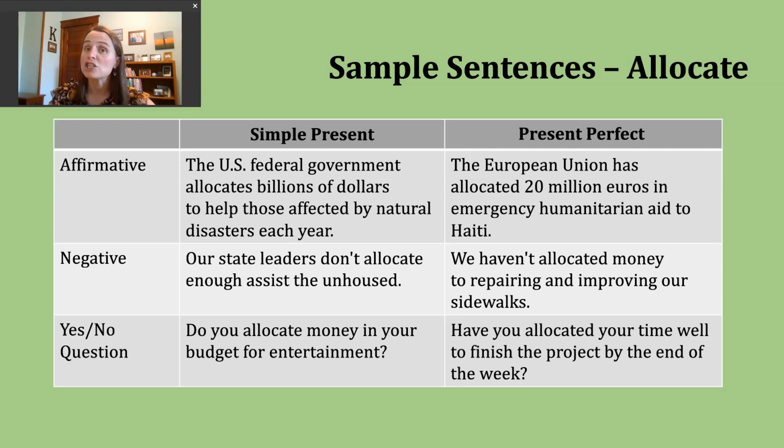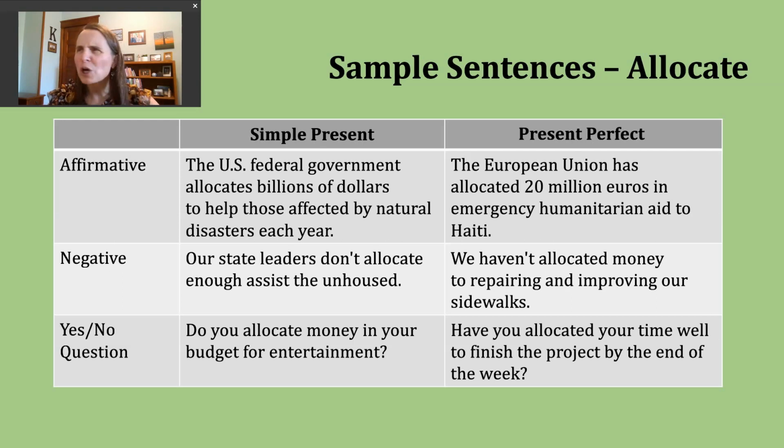But if the subject is he, she, or it, you'll use has, and then the participle form of a verb. And as a little reminder, our participle is the same as the past tense because this is a regular verb. Let's take a look at an affirmative example. The European Union has allocated 20 million euros in emergency humanitarian aid to Haiti.